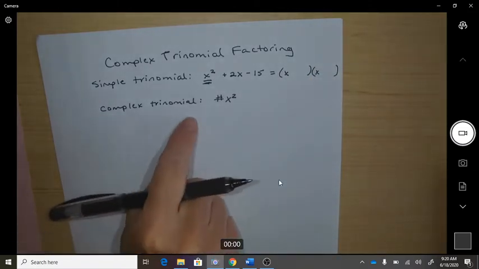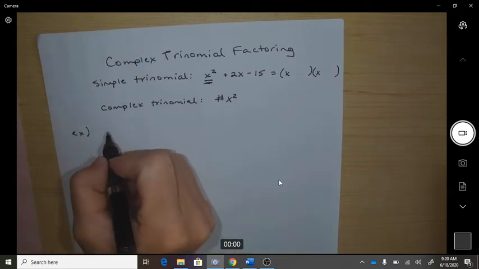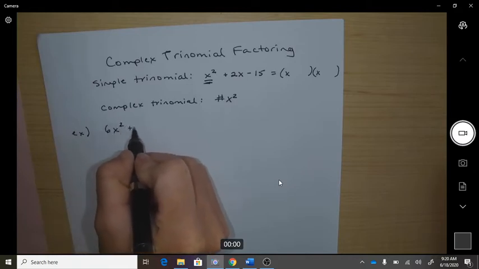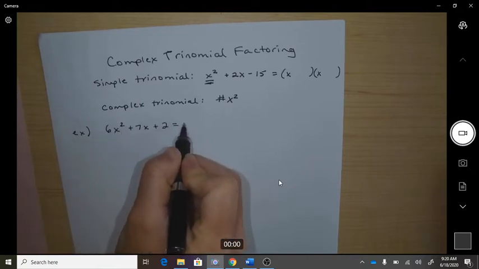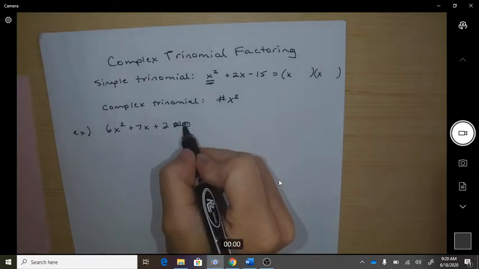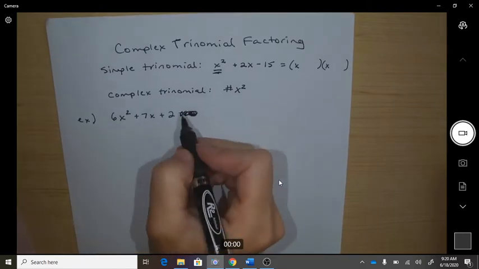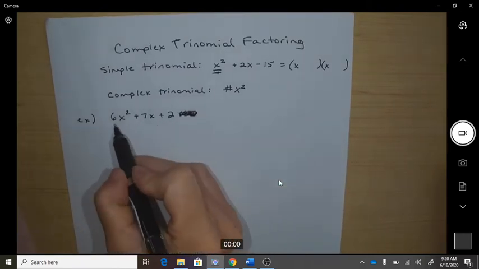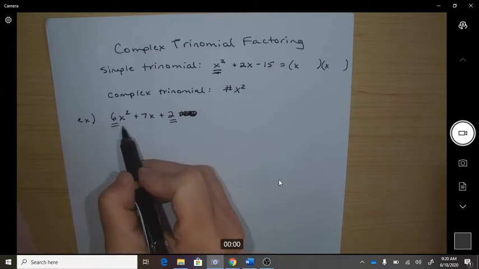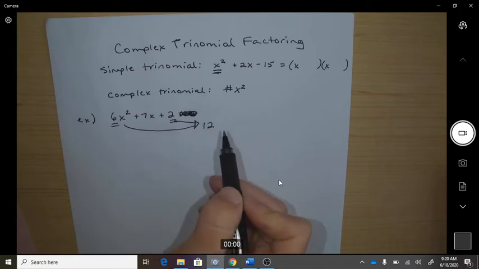Okay, the complex trinomials are going to be different. So here is an example: 6x squared plus 7x plus 2 equals 0. Sorry, we'll just do that. Okay, so the first thing is that we're going to take the first and the last and multiply them, and we get a 12.